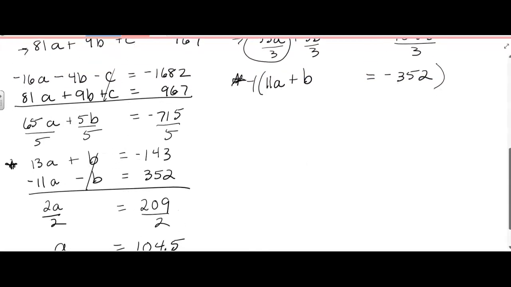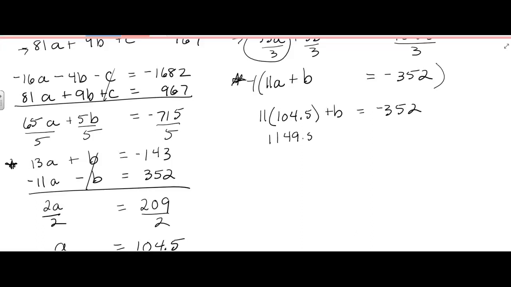So now I have to go find B. Where am I going to do that? Well, I'll take this equation right here. So 11 times 104.5 plus the B is equal to negative 352. Okay, so what's 11 times 104.5? Okay, I got 1149.5, plus b equals negative 352.